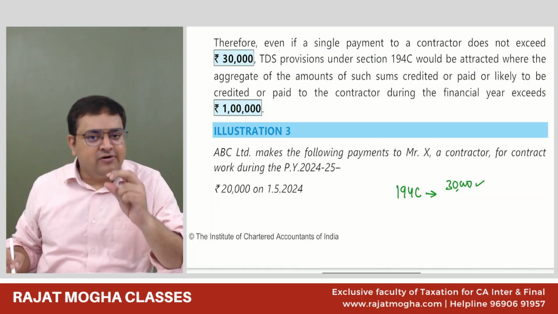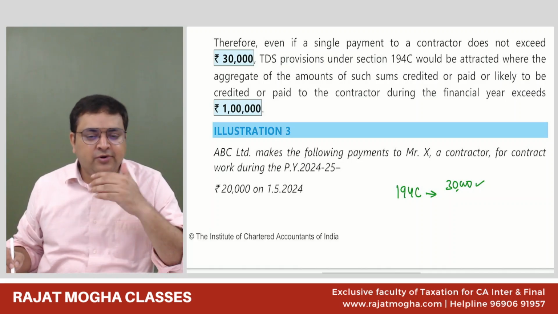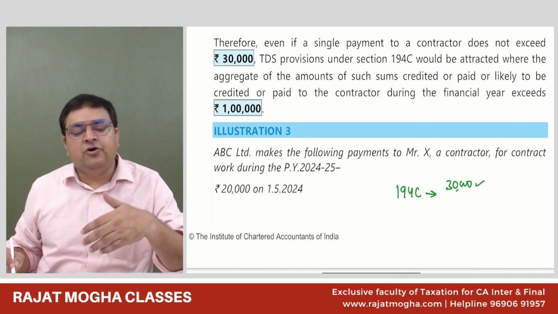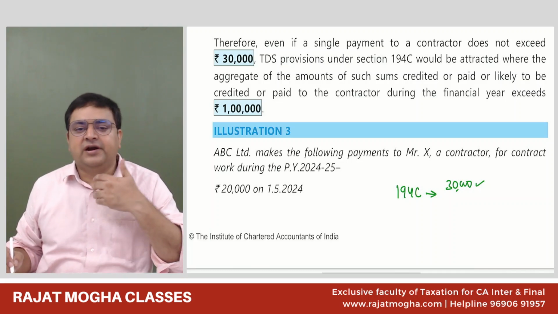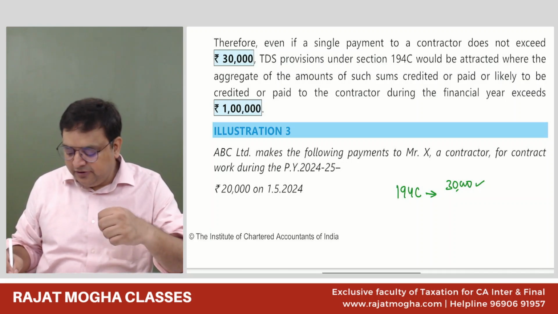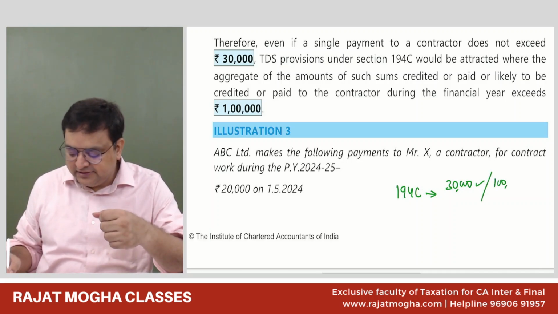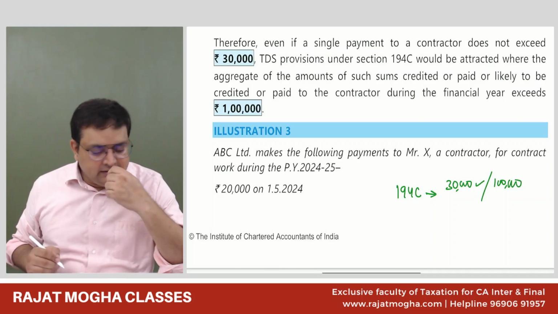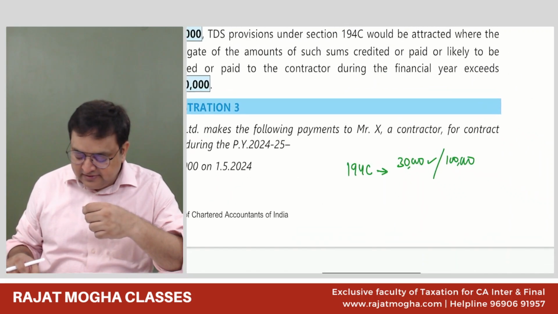So if a single contract is more than 30,000, then TDS will apply. But if the contract is not more than 30,000 but you are giving multiple contracts to the same contractor, say first a contract of 25,000, then a contract of 29,000, every time less than 30,000, but in total for multiple contracts the threshold limit is 1 lakh rupees, then TDS will be deducted. Then what is the rate of TDS in 194C?